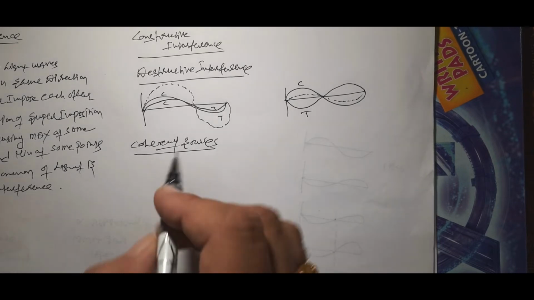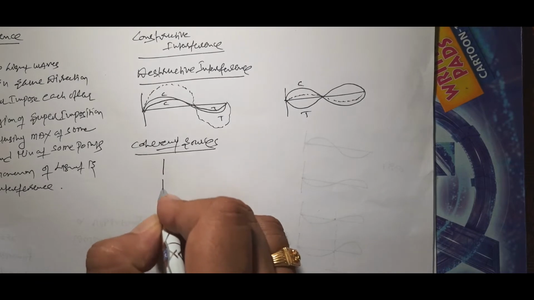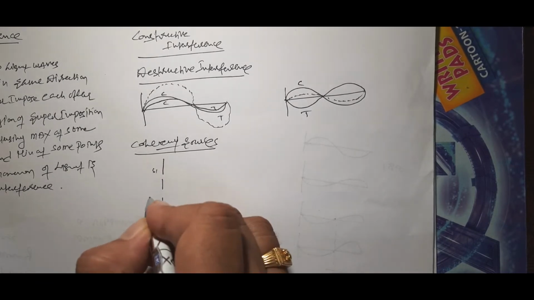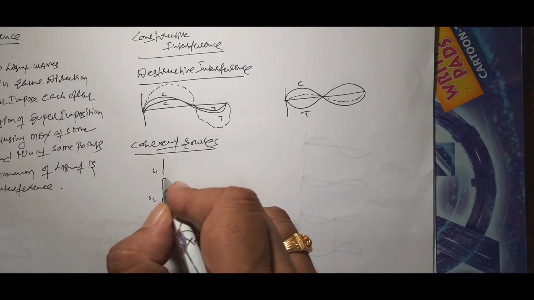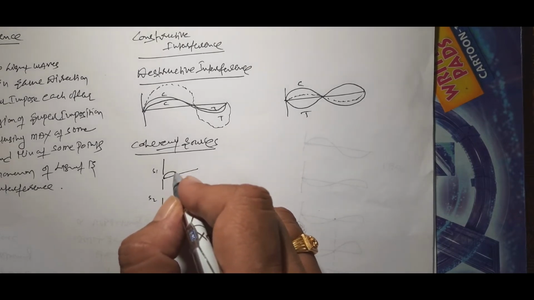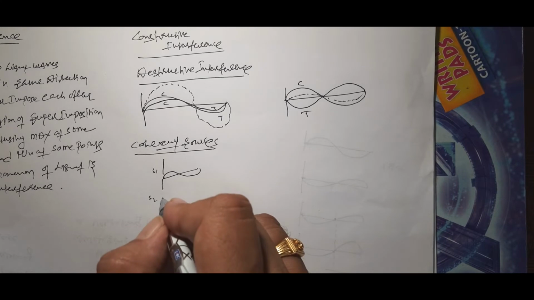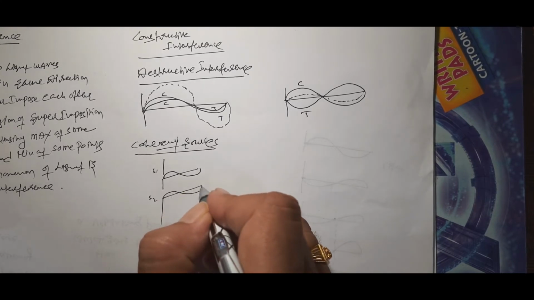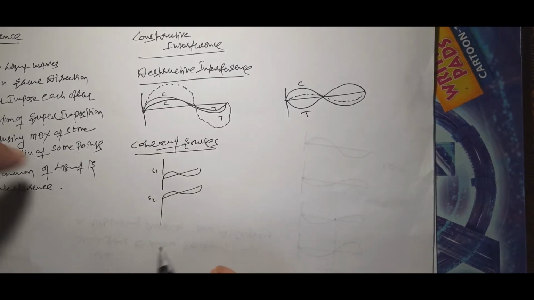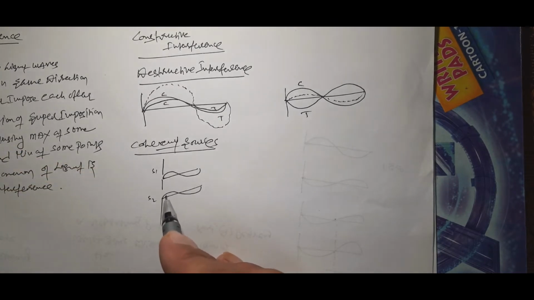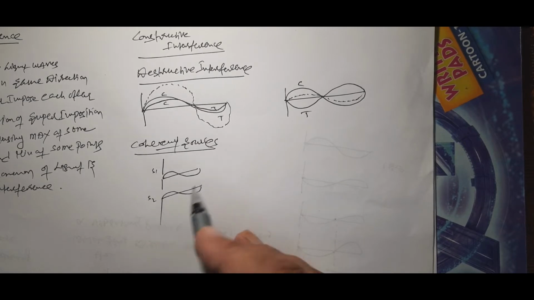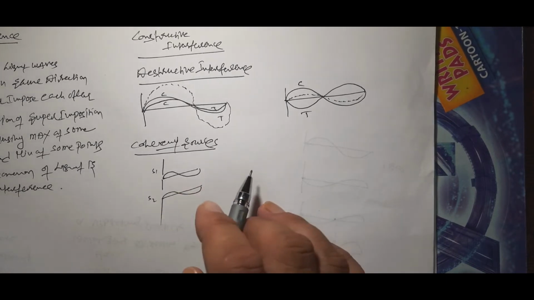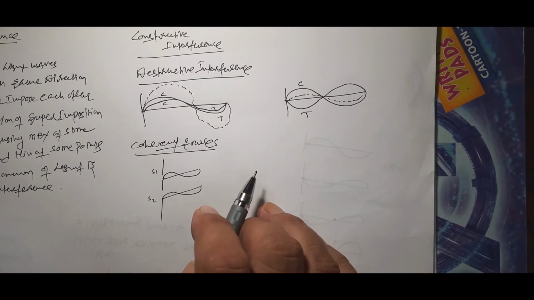For example, this is a slit S1 and this is a slit S2. Here S1 releases a wave. At the same time, S2 also releases a wave. Then the initial phase difference between the light coming from S1 and the light coming from S2 is 0. The initial phase is constant. So these sources are called coherent sources.